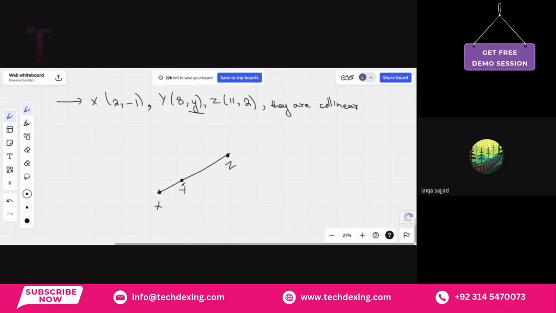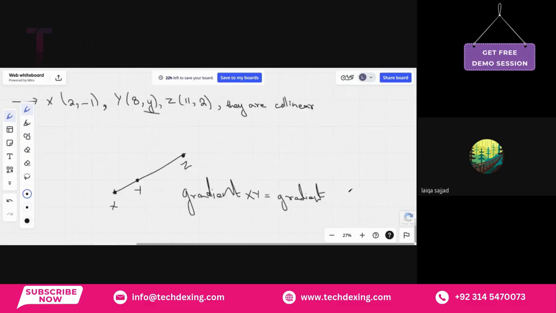Whenever the points are on the same line, we know that the gradient of one line is the same. So the gradient between any 2 points that lie on that line will be the same. So we will use the condition that the gradient of the line xy will be equal to the gradient of yz.